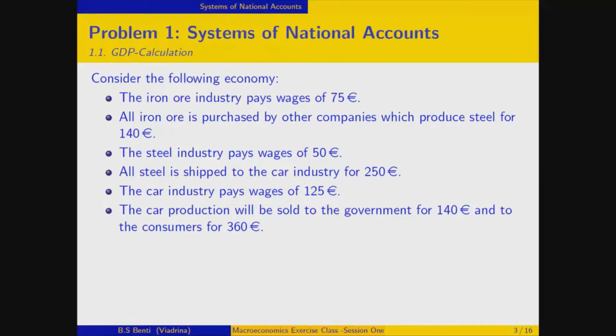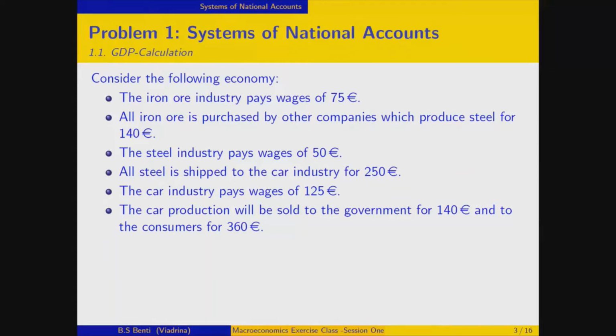Problem number 1 in session 1 is systems of national accounts. 1.1 is GDP calculation. Here you are given a country which is a closed economy. It doesn't have imports and exports, or to say it doesn't have any international trade. And it has 3 industries: iron ore industry, steel industry, and car industry.